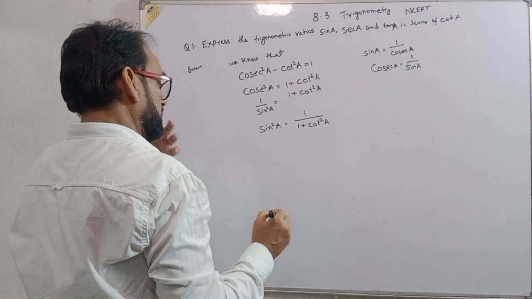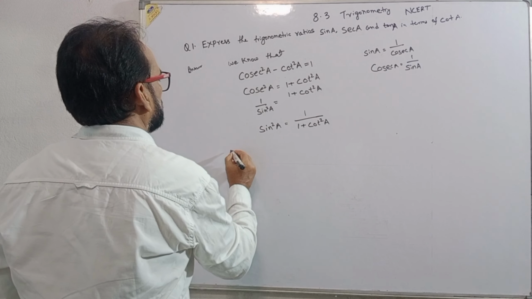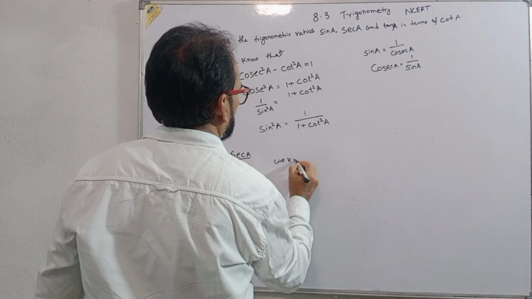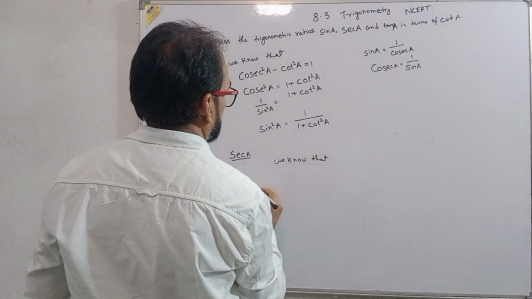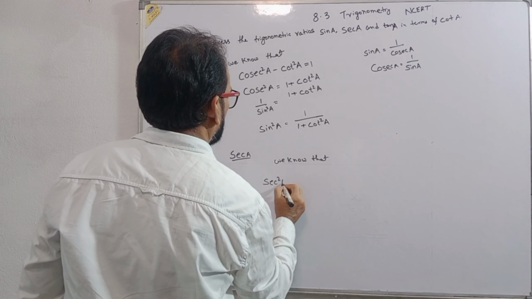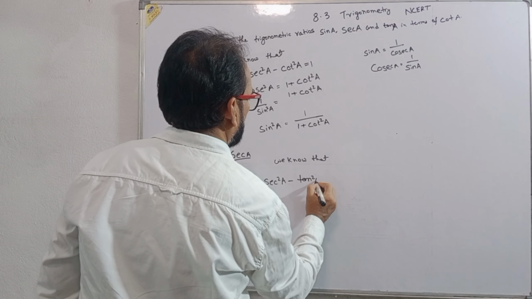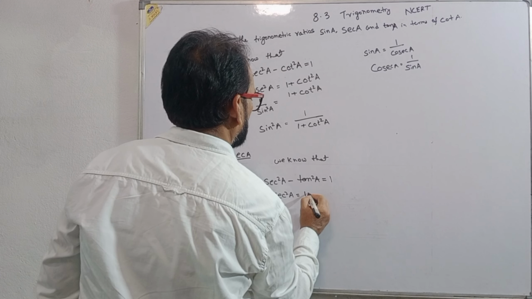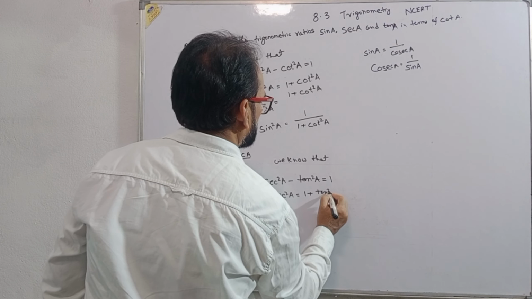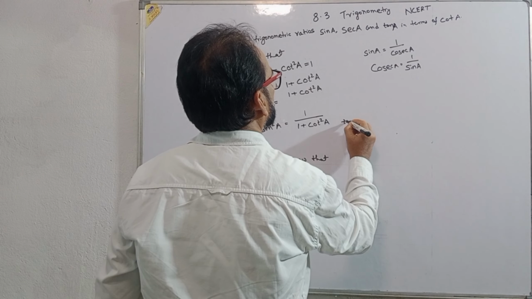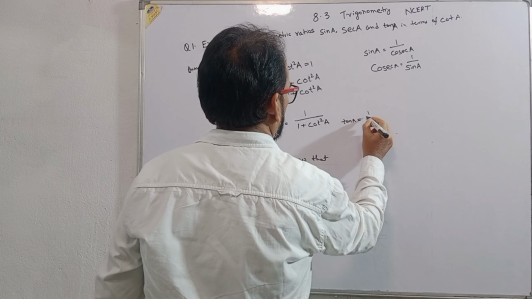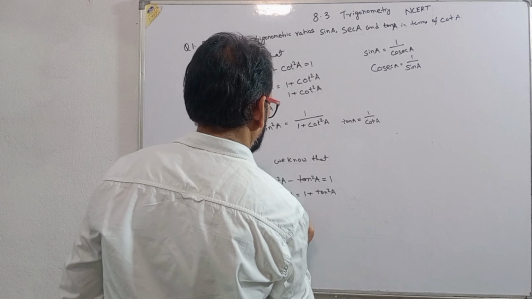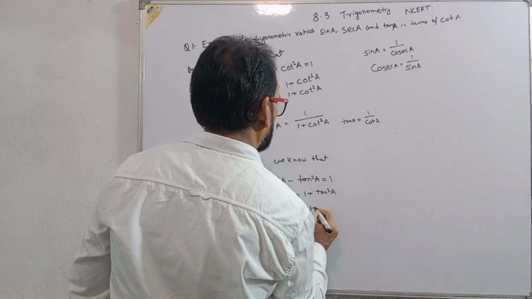Now we solve sec A. We know that sec square A minus tan square A equals 1, so sec square A equals 1 plus tan square A. We know that tan A equals 1 by cot A. Now sec square A equals 1 plus 1 by cot square A.